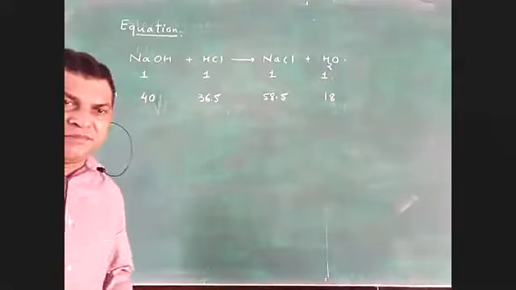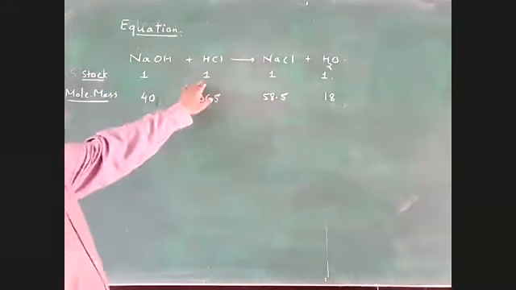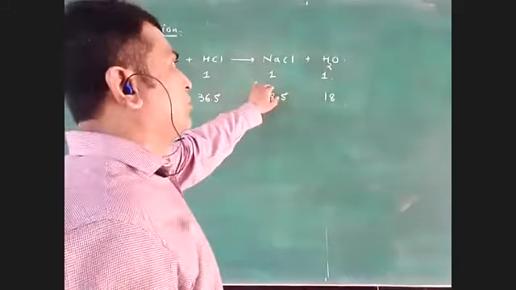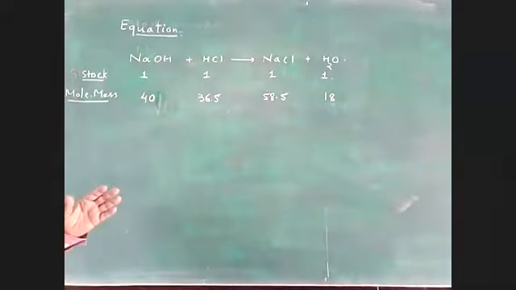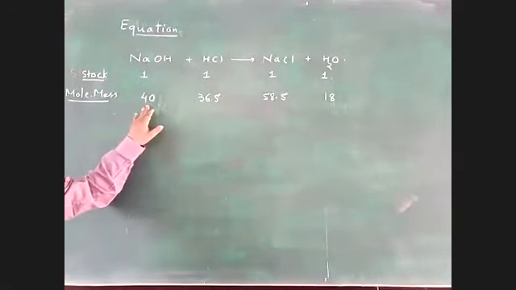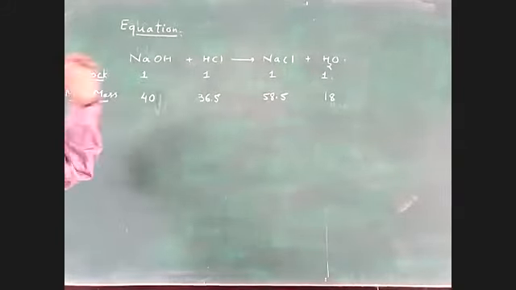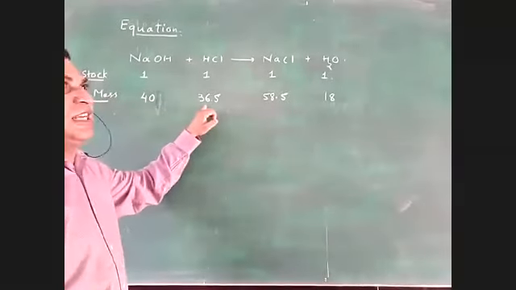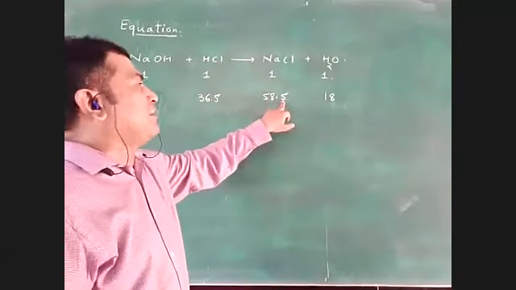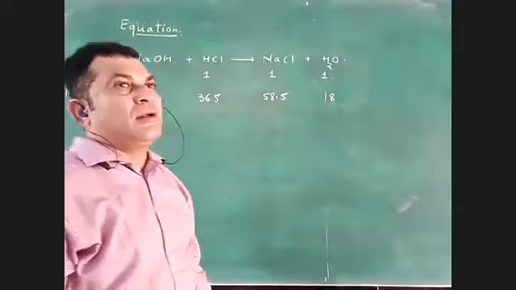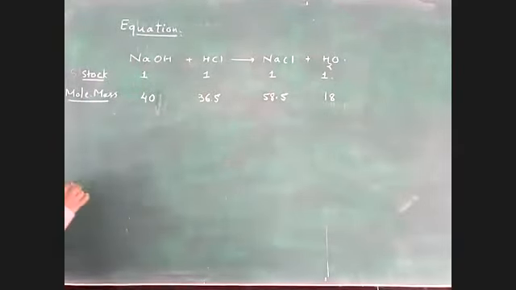Now make out your clearance. What is it? 1 mole of NaOH is going to react with 1 mole of HCl to give 1 mole of sodium chloride and 1 mole of water. I am saying the same thing in another way: 40 gram per mole of NaOH reacts with 36.5 gram per mole of HCl to give 58.5 gram per mole of NaCl and 18 gram per mole of water. Now we are writing the comparison.